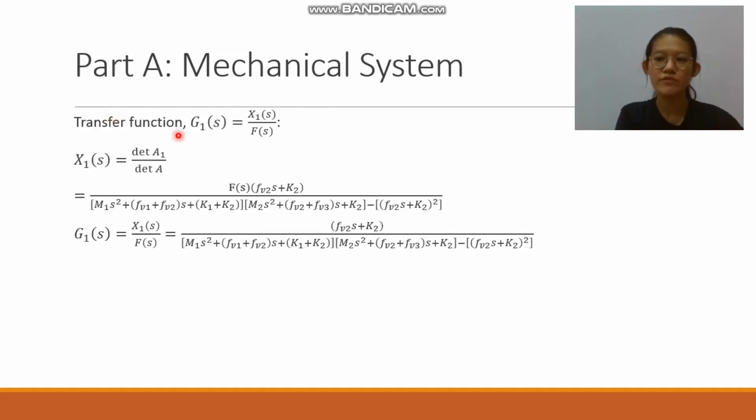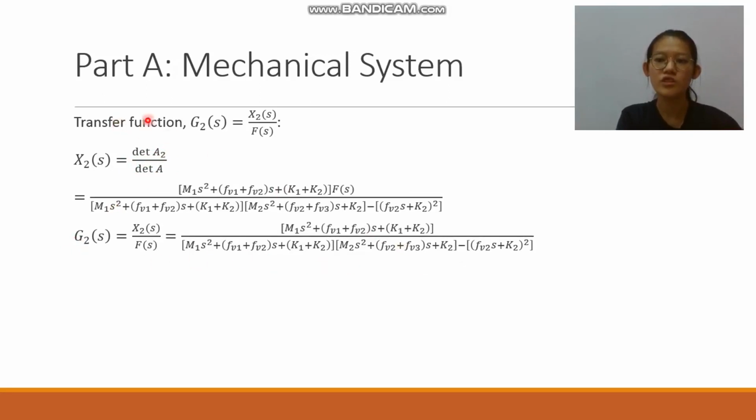Then we will find the transfer function G1(s), which is equal to X1(s) over F(s). To find X1(s), it is equal to determinant of A1 divided by the determinant of A. This is the equation for G1(s). To find the transfer function G2(s), it is equal to X2(s) over F(s). To find X2(s), it is equal to determinant A2 divided by the determinant of A. Hence, we will get G2(s) equal to these equations.